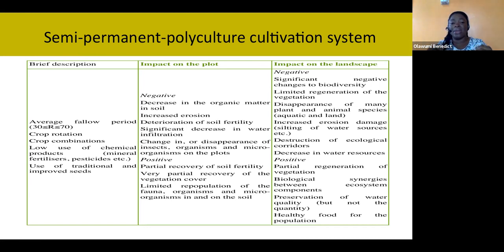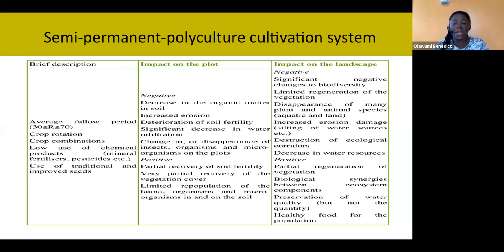With this semi-permanent polyculture cultivation system, the person is using fertilizer and synthetic pesticide at a low rate. And then you are still allowed to use your traditional seeds, but you are also allowed to use improved seeds. So you see where hybrid seeds start coming into play now. So from this, you'll be able to distinguish what type of system I am practicing on my farm, and what the impact of it is on the plot level and on the entire landscape of my farm.